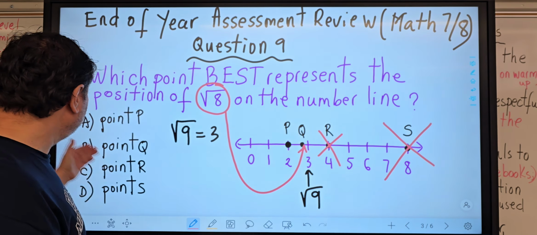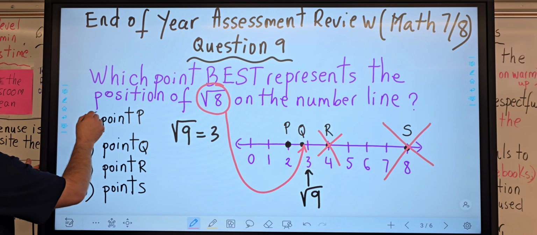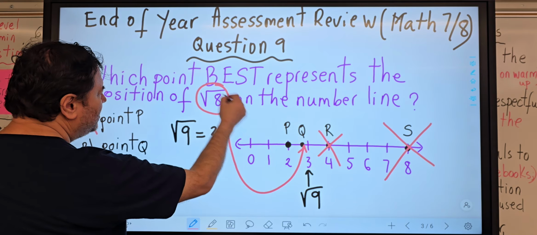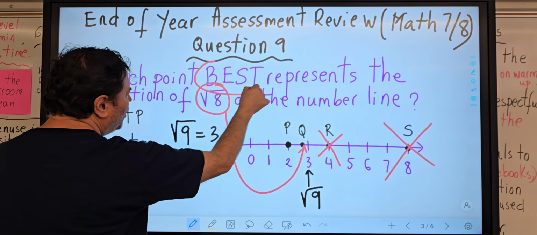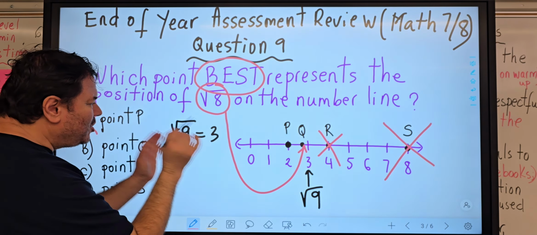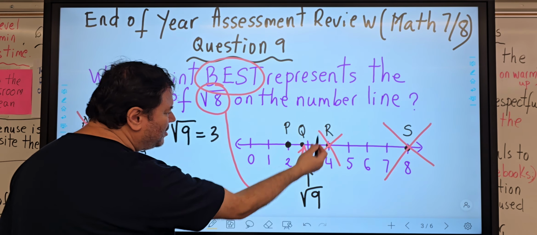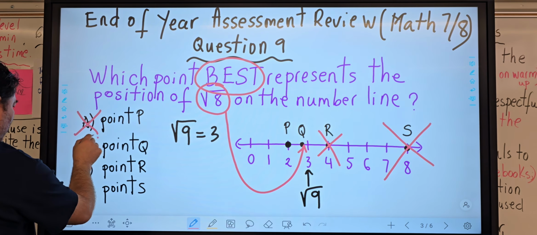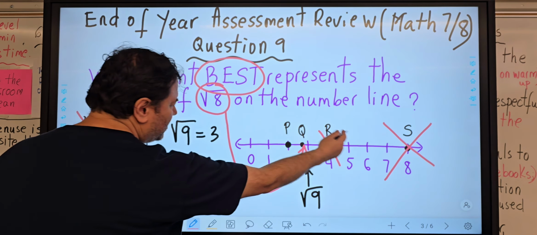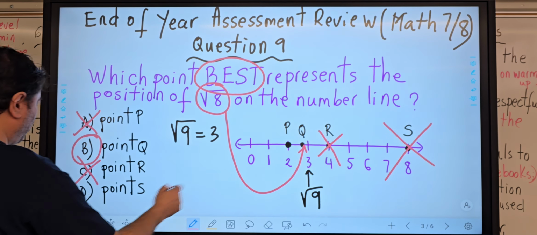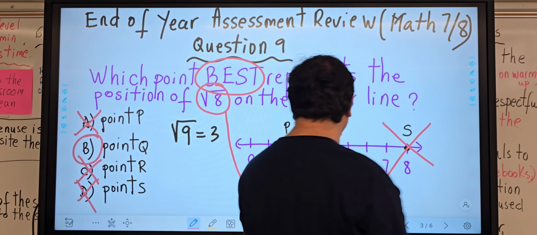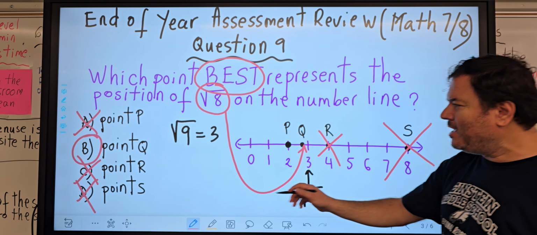Makes more sense. So point P, again, cannot be the answer. Again, Q, we just best means what is the best location. So in this case, Q is the closest to the 3. So Q is the answer. Point R, again, it's more than 3. And again, point S is farther away from 3. So the answer is B.